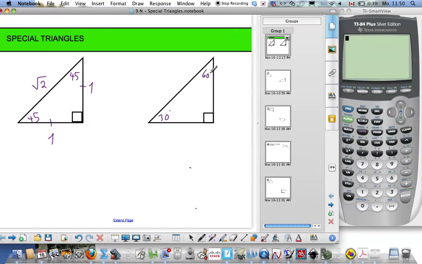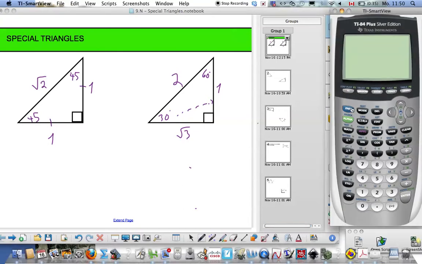And 30 and the 60 add up to 90, and then we've got a right triangle. And the rule that we use there is the side across from the 30-degree angle is 1. The hypotenuse is always 2. And the side across from the 60 then is square root of 3. Remember that?